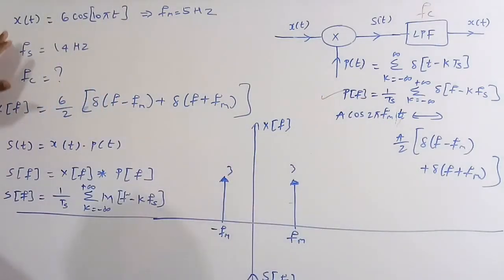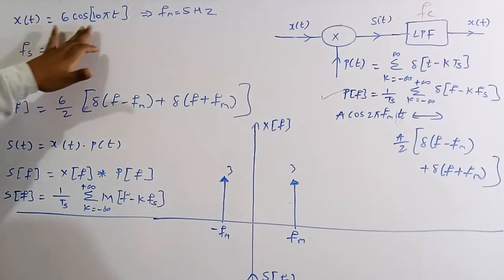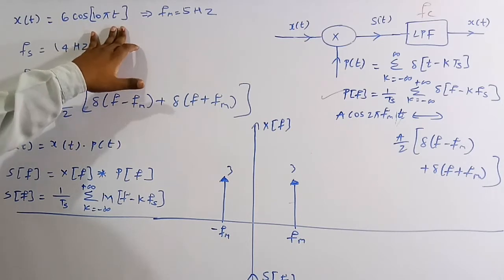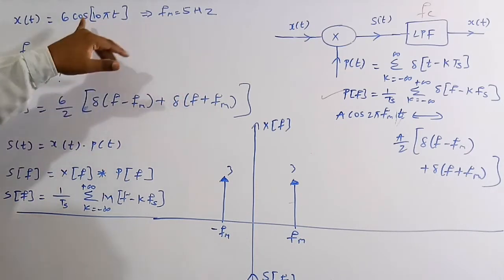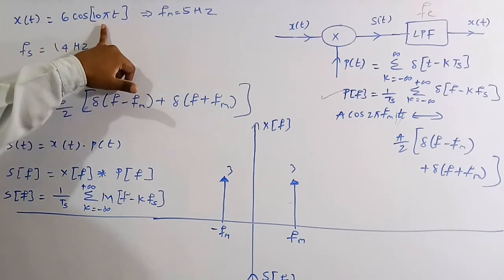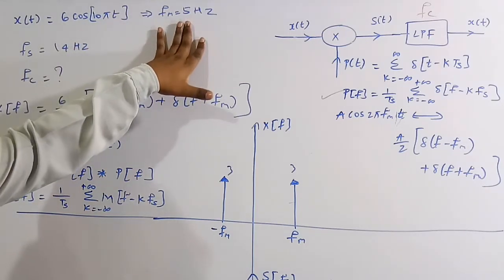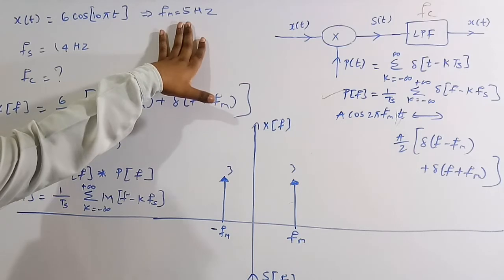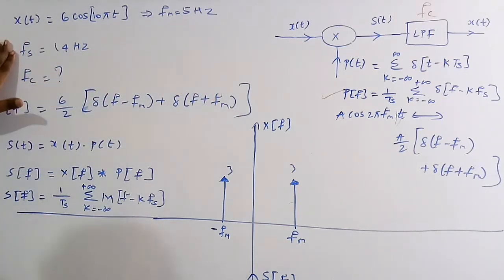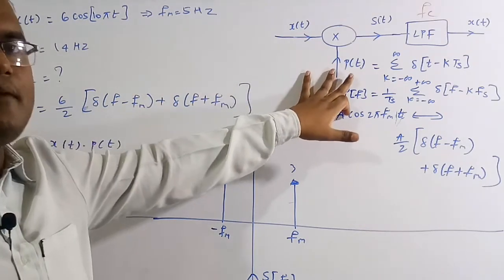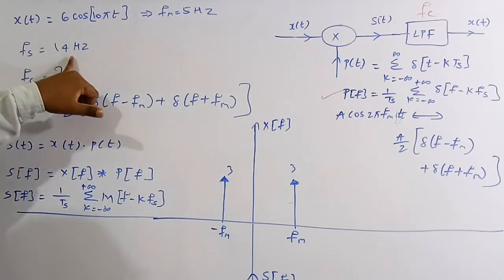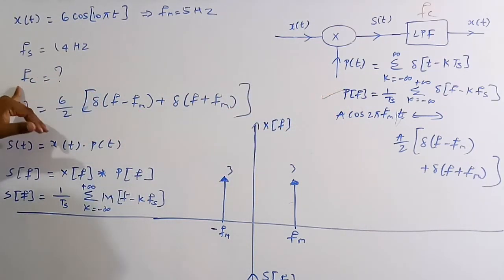In the question they have given x of t equal to 6 cos 10 pi t. From this we can get the message signal frequency: cos omega t, where omega is 2 pi fm. So 2 pi fm is equal to 10 pi, and if you solve, we get a message signal frequency of 5 hertz. They have also given the sampling frequency: p of t has fs equal to 14 hertz. We need to find the cutoff frequency of this low pass filter.